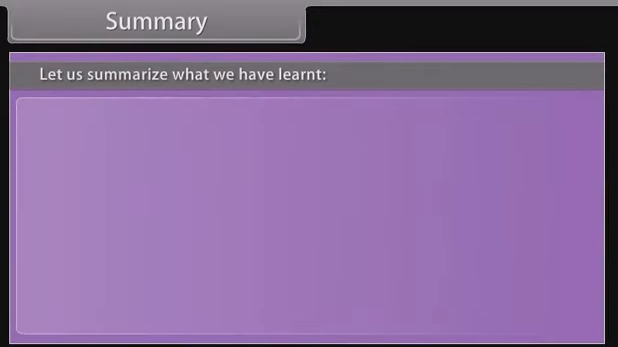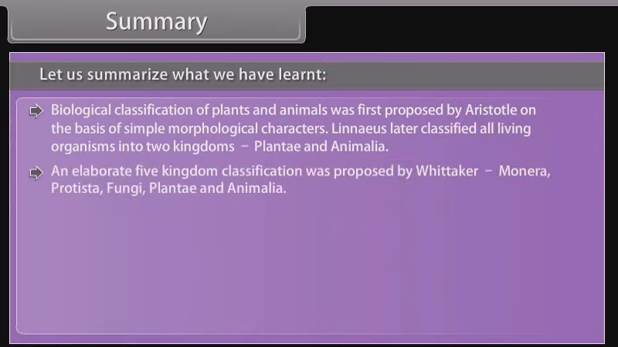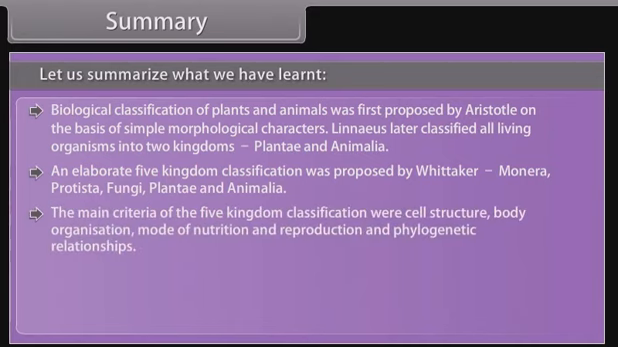Summary. Let us summarize what we have learned. Biological classification of plants and animals was first proposed by Aristotle on the basis of simple morphological characters. Linnaeus later classified all living organisms into 2 kingdoms, Plantae and Animalia. An elaborate 5-kingdom classification was proposed by Whittaker: Monera, Protista, Fungi, Plantae, and Animalia. The main criteria of the 5-kingdom classification were cell structure, body organization, mode of nutrition and reproduction, and phylogenetic relationships.